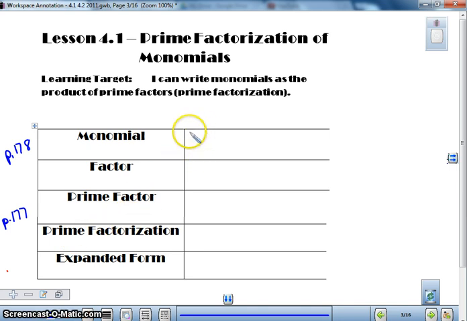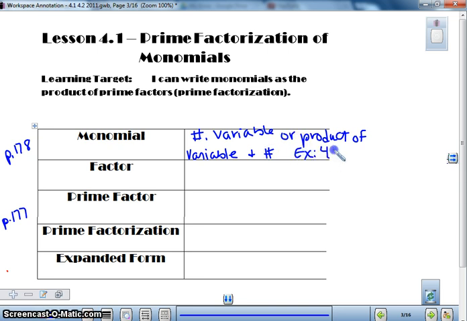What is a monomial? It is a number, or it's a variable, or it's the product of those. Remember, the word product means to multiply, or it is the product of a variable and a number. So, if you want to think of what you might see for a monomial, it might be something like 4xy. It could be 2x squared y to the third. It could be a negative 1/3 xy to the fourth. All of those have a number and a variable with them.